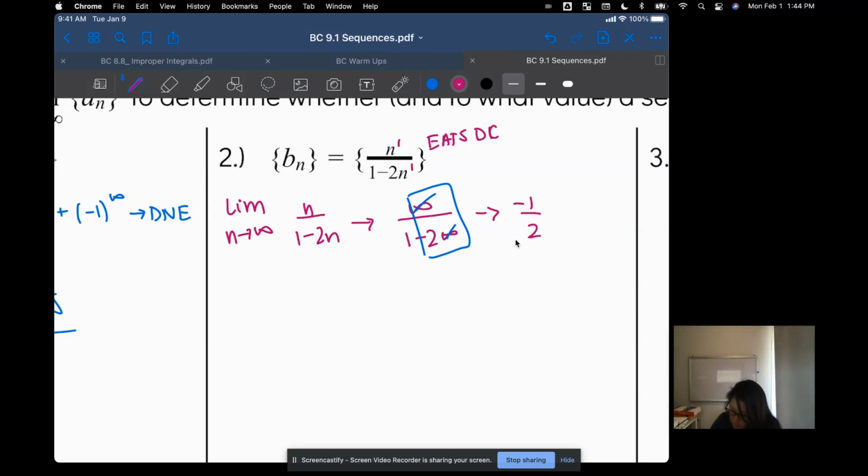So we end up with the sequence converges to negative 1/2.